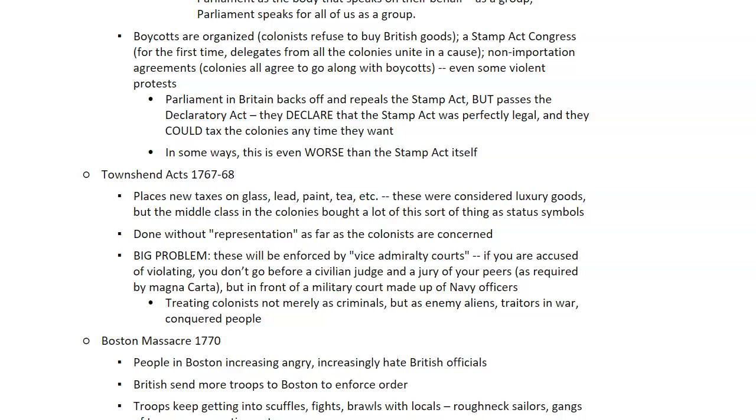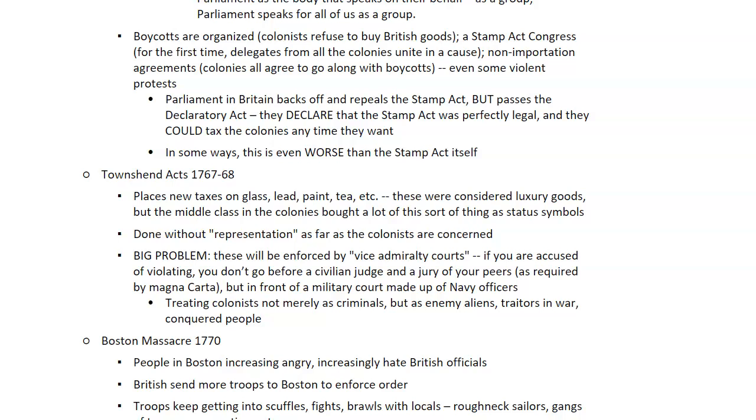Then come the Townshend Acts. So we've gone from 1765, now we're 1767, and you see the dates, little by little closer to what's going to be the American Revolution. The Townshend Acts put new taxes on glass, lead, paint, tea. The British government says, well, these are not necessary for you to live. They're not even necessary for you to do business. They're just sort of little luxury items.